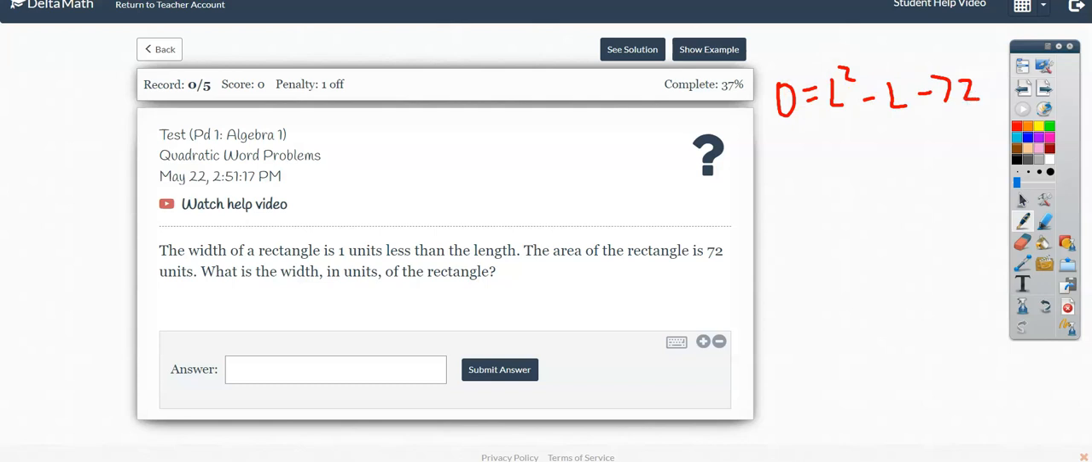So we could try to solve this by factoring. We could try to solve it by completing the square. We could try to solve it by using the quadratic equation, or the quadratic formula. Sorry, this is a quadratic equation. The quadratic formula is this right here.